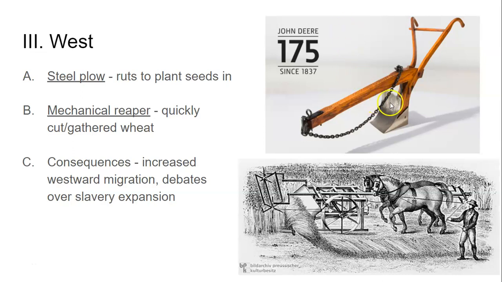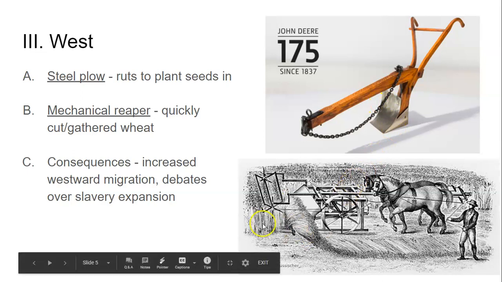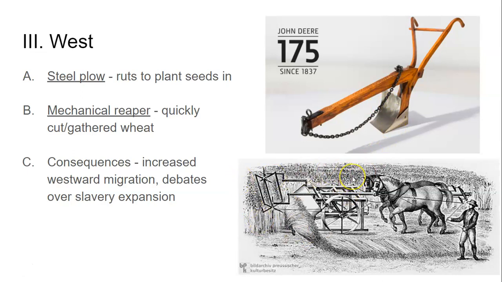Okay, so steel plow lets you plant the seeds. So now your seeds grow, like down here, you have all this wheat, and you need to harvest it. Basically, you need to cut it down so you can sell it. And that was really tedious.